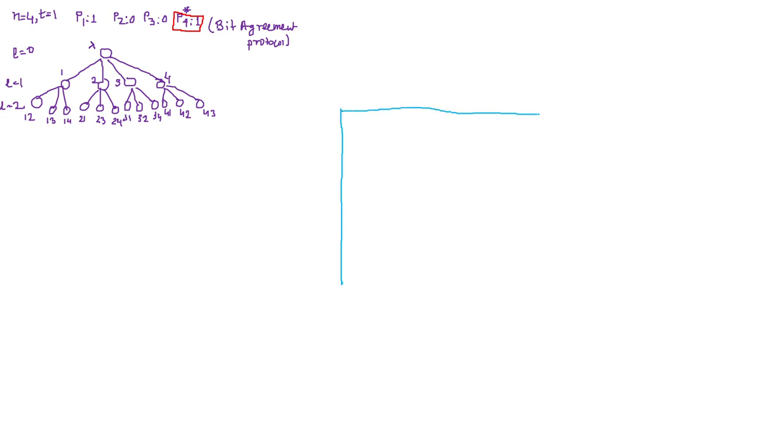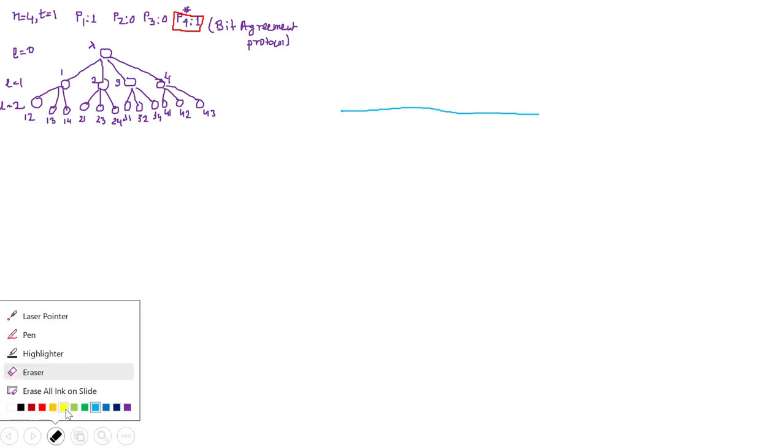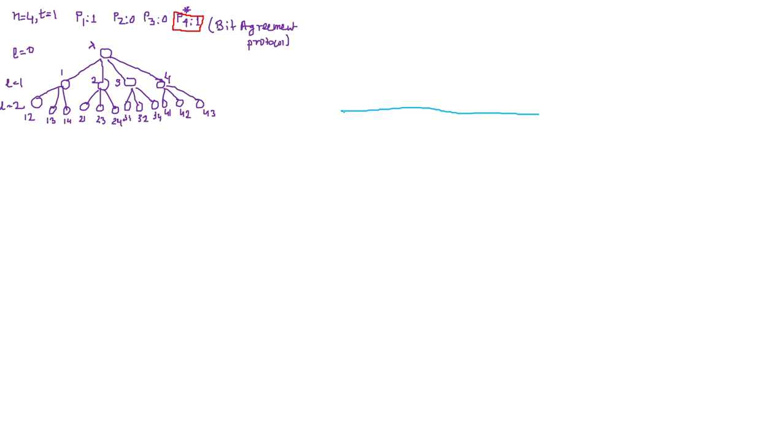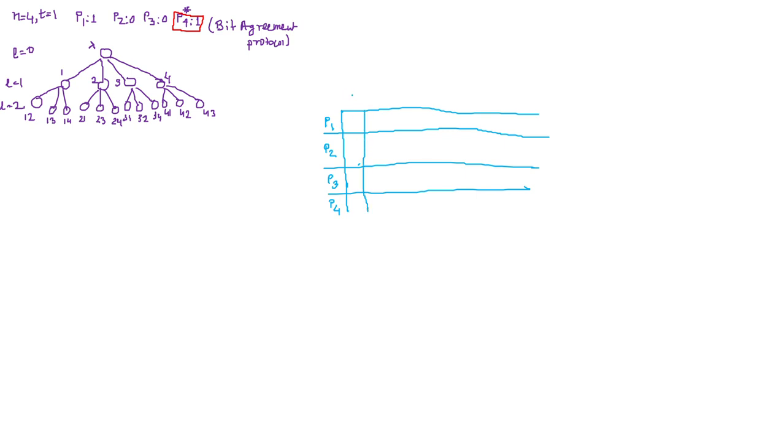So I have basically, okay, just so, I have 4 parties: P1, P2, P3 and P4, and each of them has their local copy of EIG tree, and EIG tree nodes are these, right?